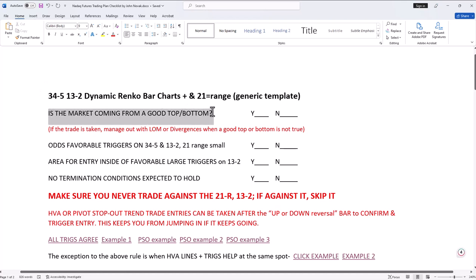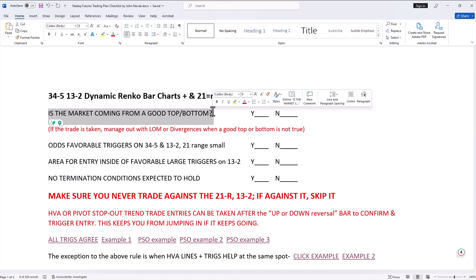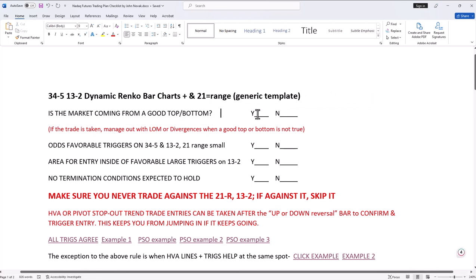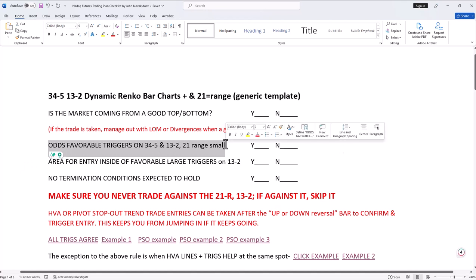Number one, is the market coming from a good top or bottom? You can take a good trade if it's not coming from a good top or bottom, but you typically will have to manage those trades a lot quicker. The better the top or bottom, usually the easier, better, bigger trades you get. Trigger lines have to be favorable, meaning very strong, crossed up or down.